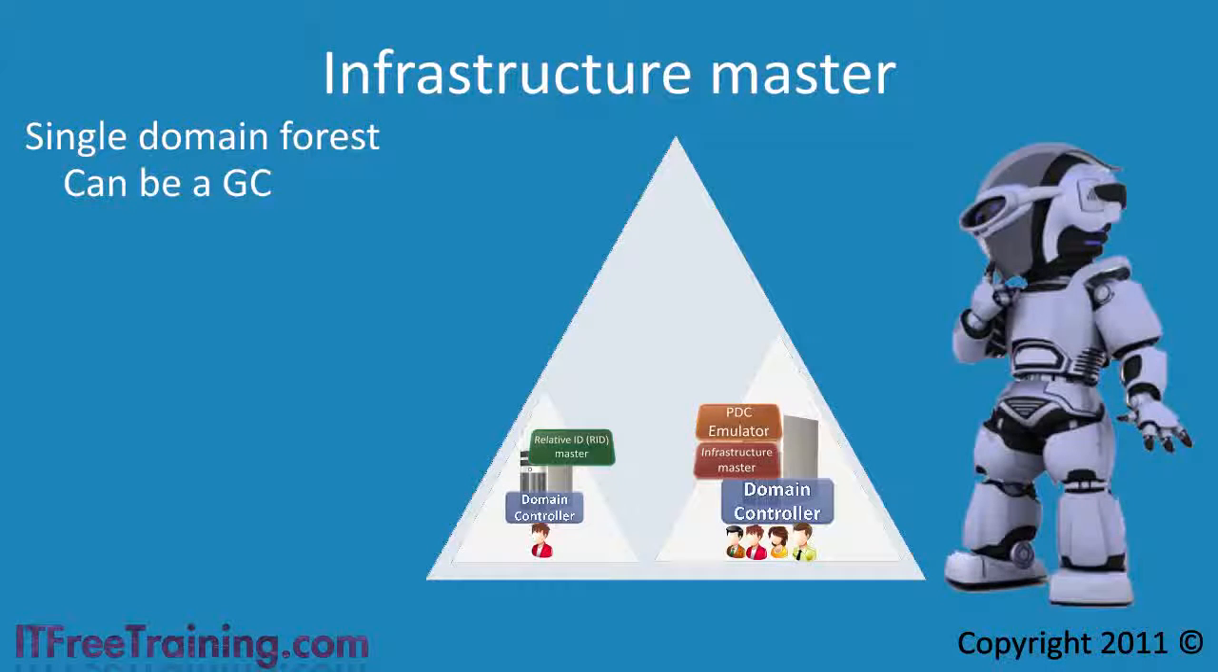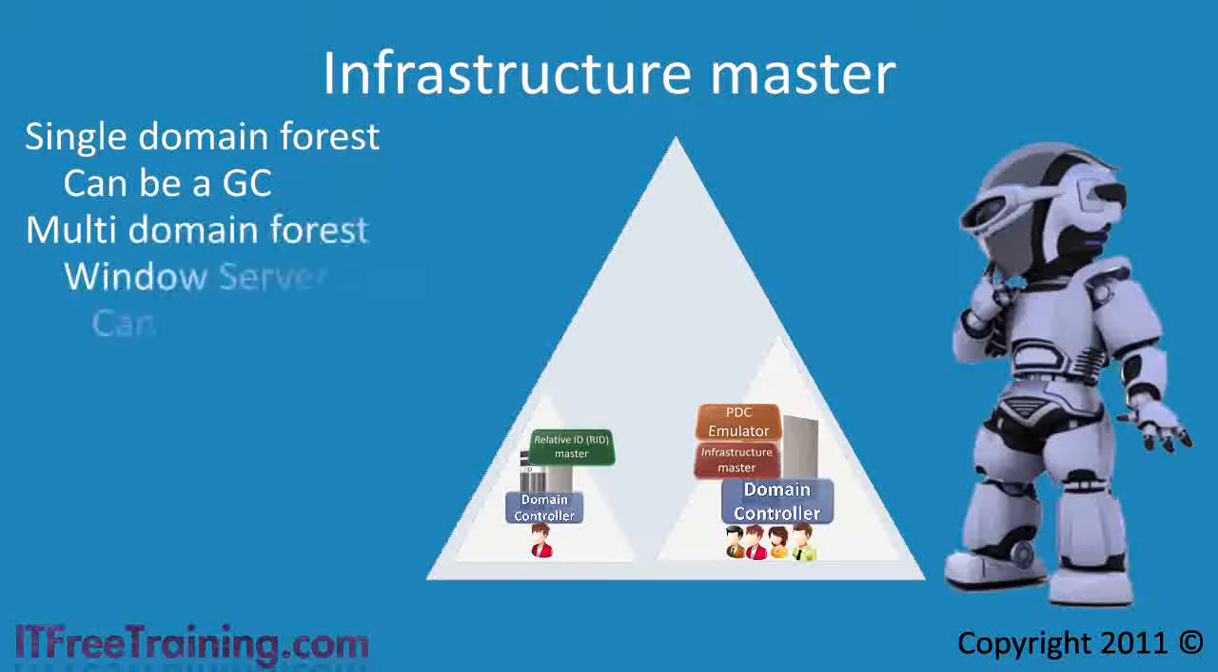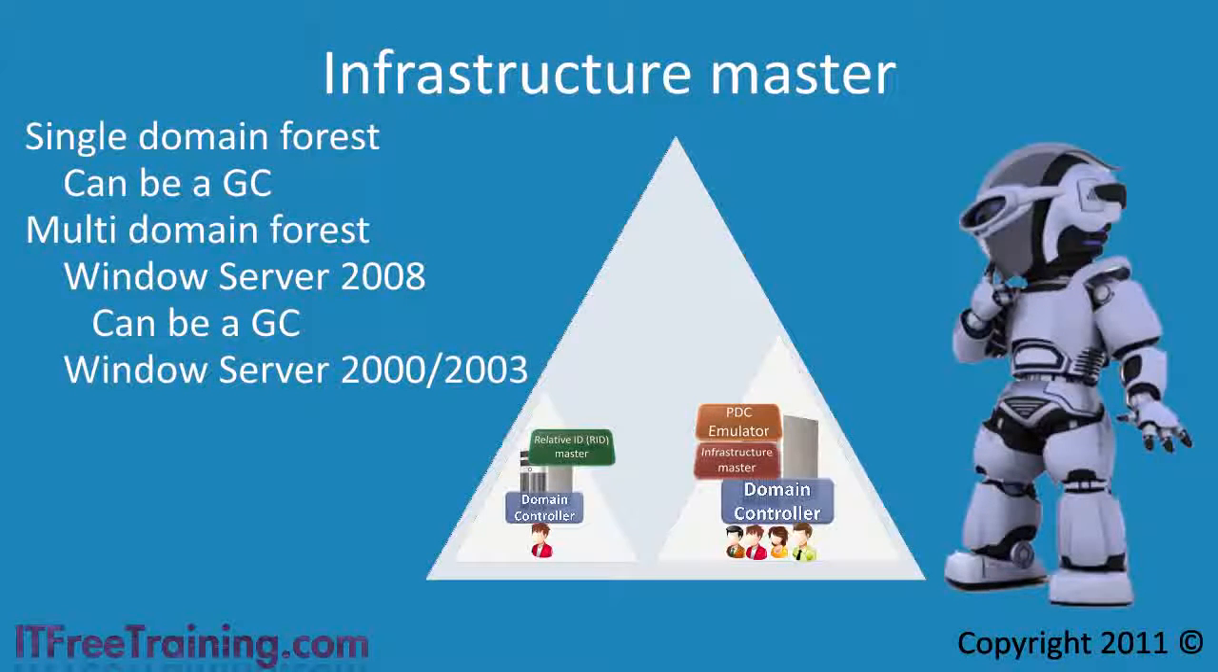The role of the infrastructure master is to identify cross-domain reference changes and inform other servers on the network about these changes. When the infrastructure master role is on a global catalog server, this may not occur. This is because it consults the global catalog server, which may already have the change in it. The infrastructure master thinks the change has already been made and ignores the change, not telling any other servers about the change. Microsoft has reported this problem fixed with Windows Server 2008. The problem can still occur if you have Windows Server 2000 or 2003 domain controllers.